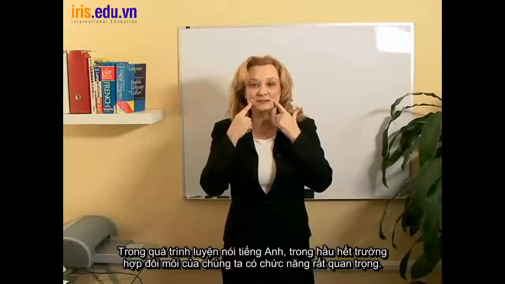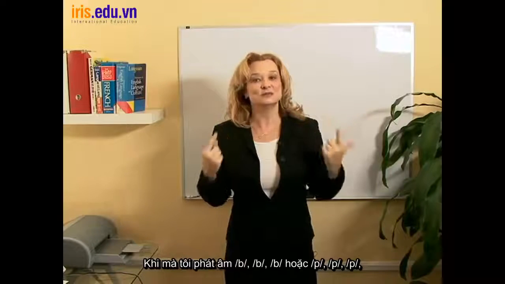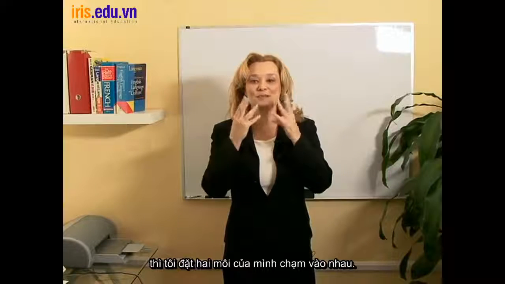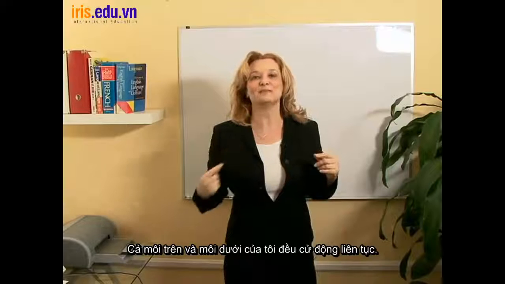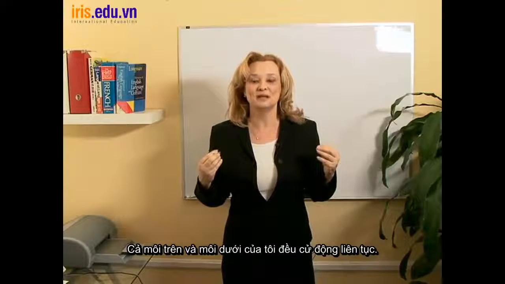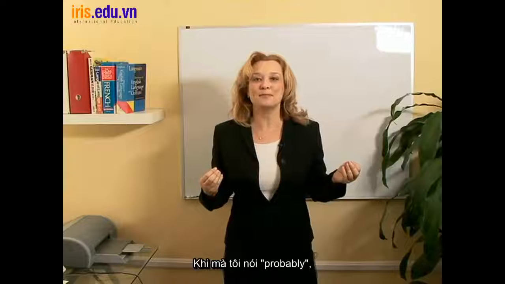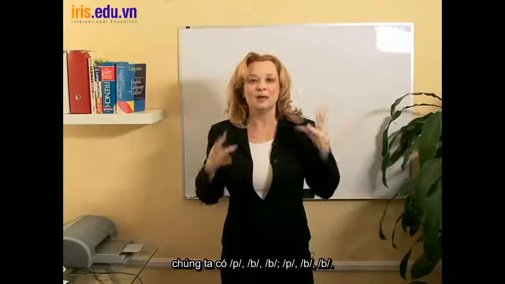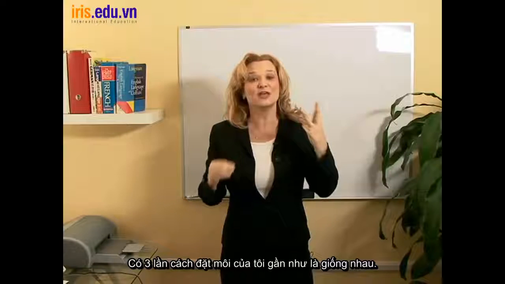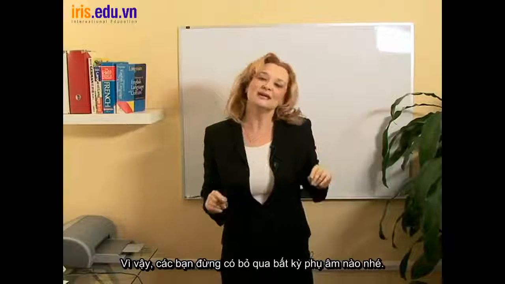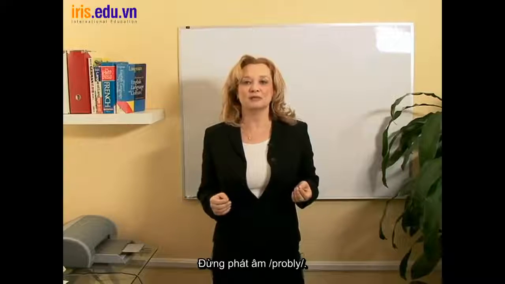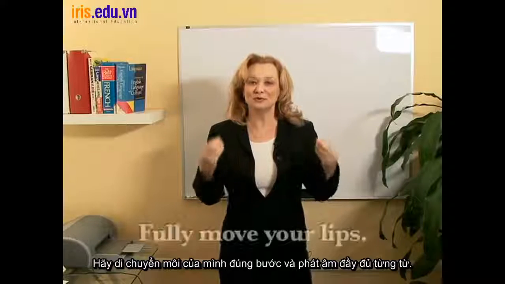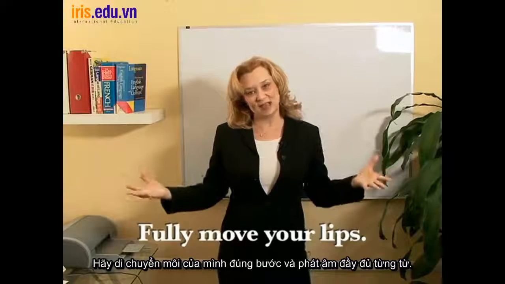Well, sometimes we use our lips, right? So if I say b, b, b, or p, p, p, I'm putting my lips together. Both my upper lip and my lower lip are working. So when I say "probably," we have a p, b, b. Probably. My lips have to open and close three times. So don't take any shortcuts. Don't say "probly." Say "probably." Fully move your lips and fully pronounce each sound.